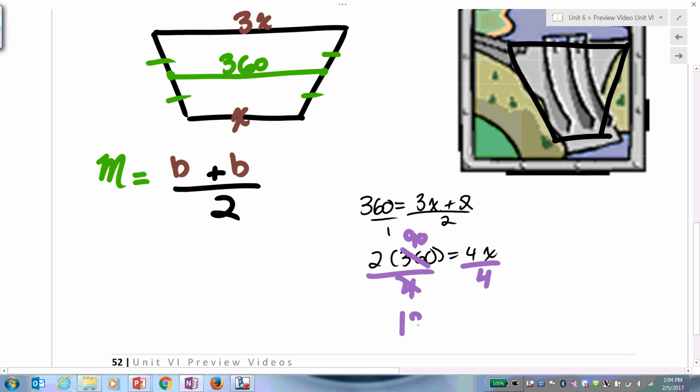2 times 90 is 180. So 180 equals x. So this is 180. And then you do 3 times 180, which is 540. So one base of that dam is 180 feet across. And then the top is approximately 540.